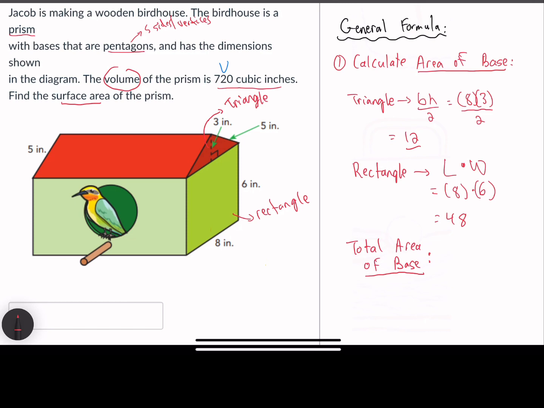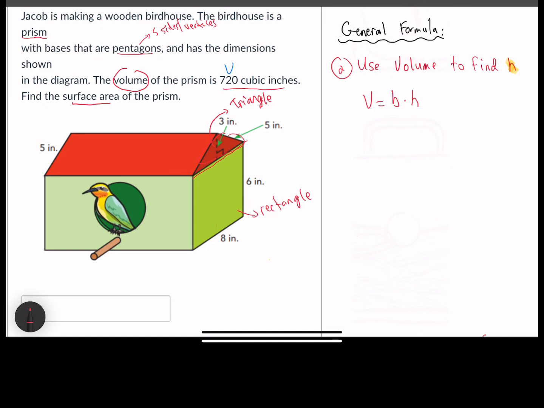So the first thing we did was we divided this base into 2 different shapes, since that's what it is. The first shape is a triangle right over here, which is base times height divided by 2. So we took the base of 8 and multiplied by the height of 3 divided by 2, that's 12. Then the rectangle is 8 times 6, and it gives us 48. And then the total area of the base is going to be 48 plus 12, and that equals 60.